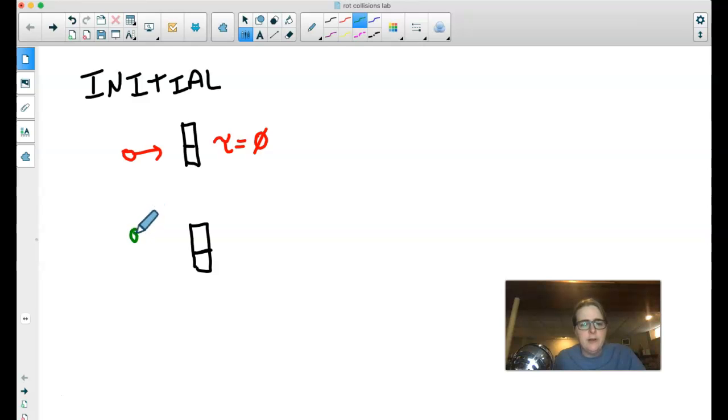And then the other scenario I want to think about is when the marble hits near the top of the block, far away from the center of mass. And so then the r is going to be relatively large, and the torque is going to be something greater than 0.